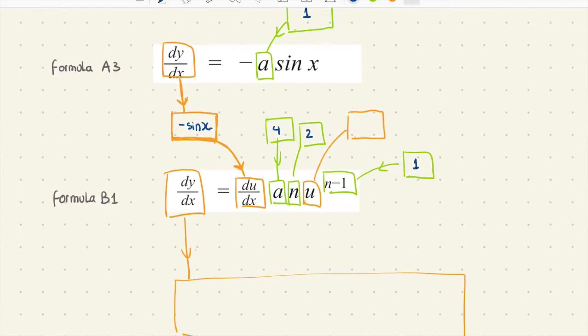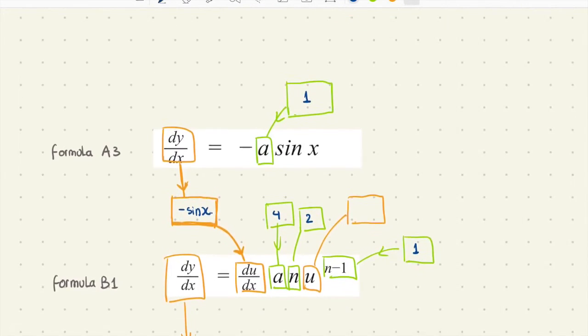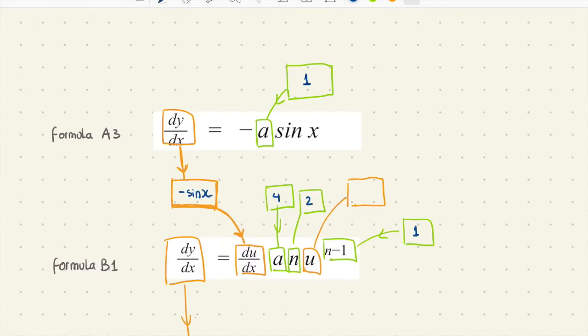U itself, how about u itself? du/dx is negative sine x. A lot of students make mistakes. They think that du/dx and u are the same. No, du/dx is different from u. In this case, du/dx is negative sine x. U is cosine x in the original equation.